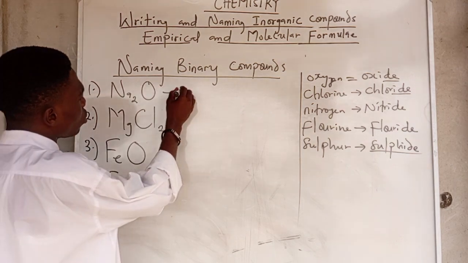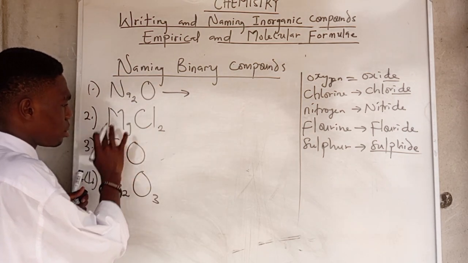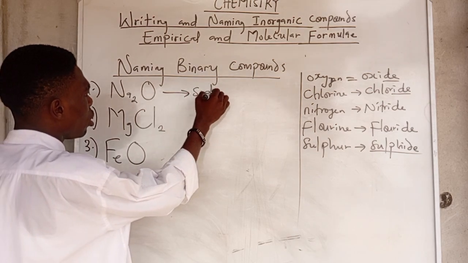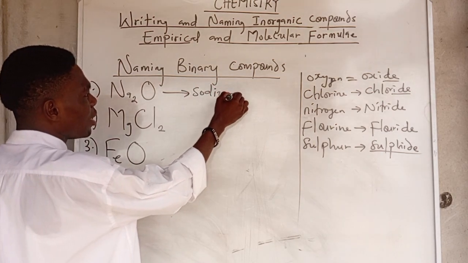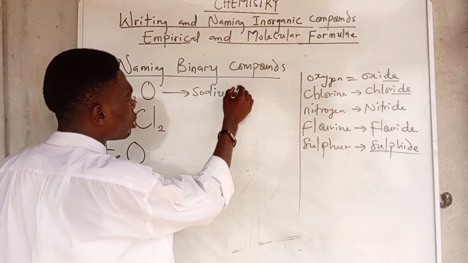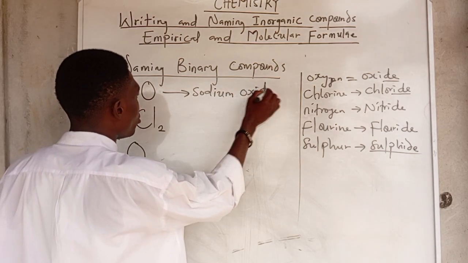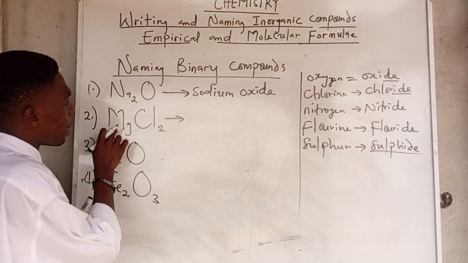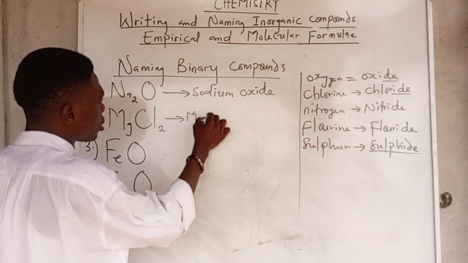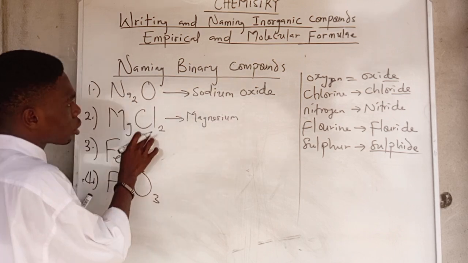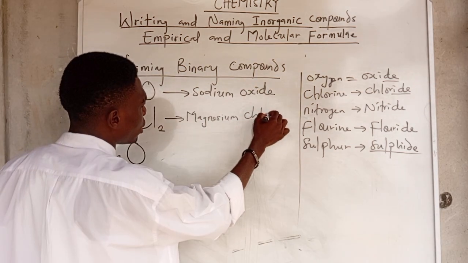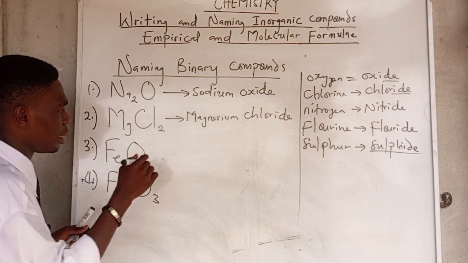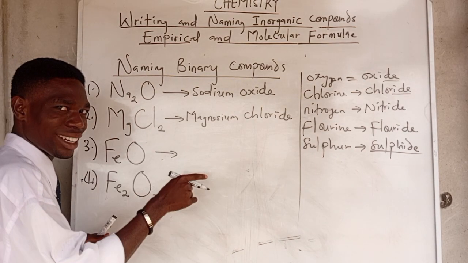To name it, you're just going to say sodium will remain the same way. Neglect the subscript. So don't say sodium 2. Just say sodium. Once your oxygen becomes what? Oxide. So that's what? Sodium oxide. Simple. Now magnesium, you write what? Magnesium. Then this chlorine becomes what? Chloride. So you have magnesium chloride. Yes.